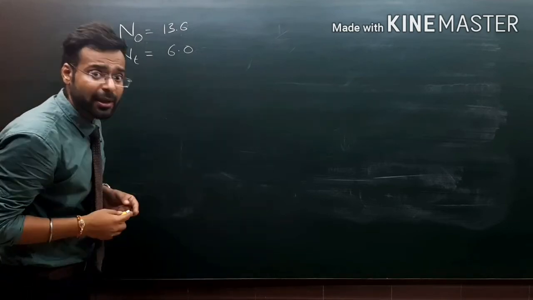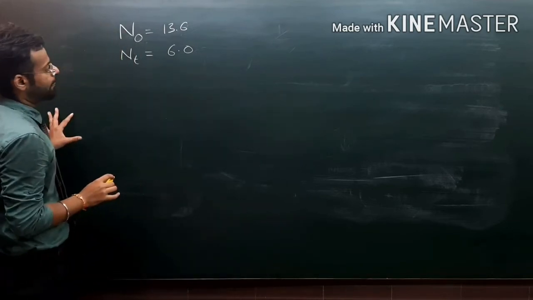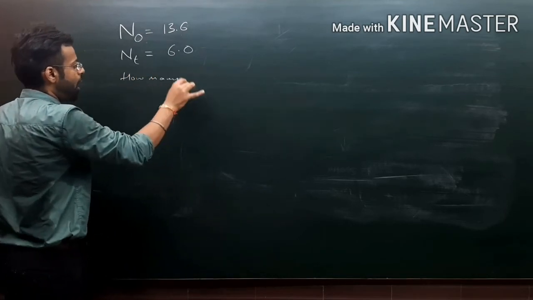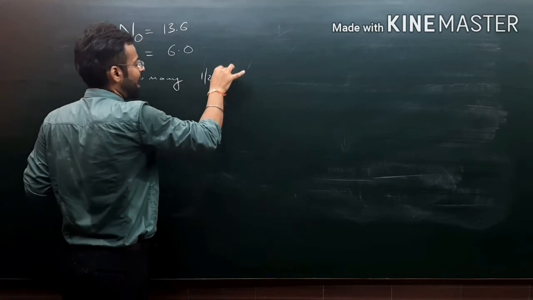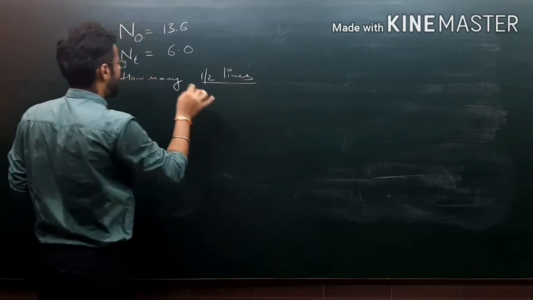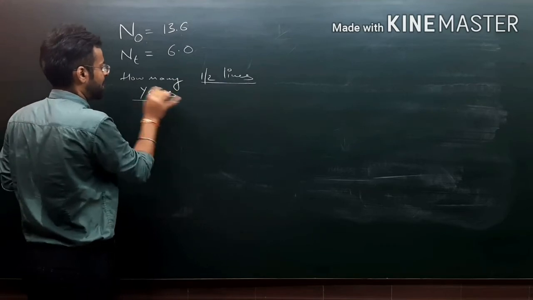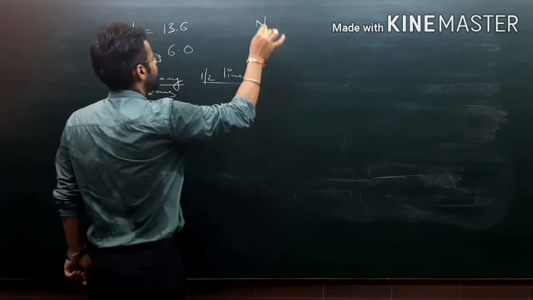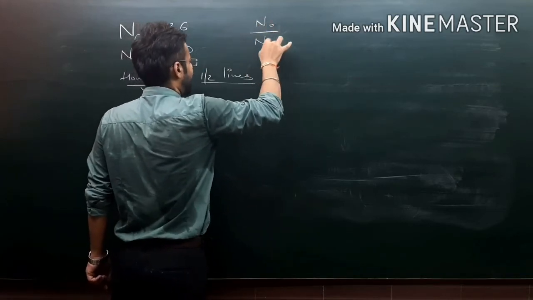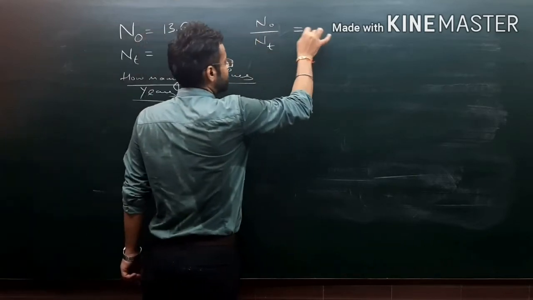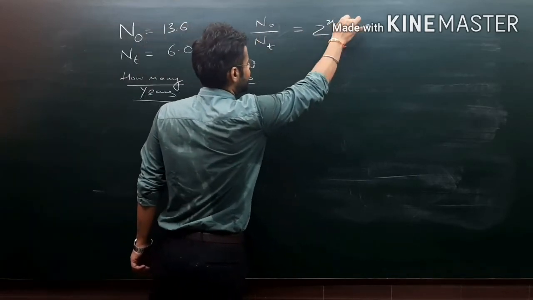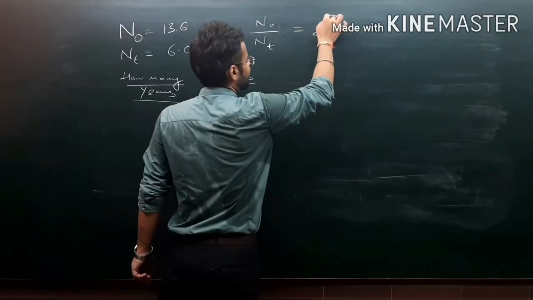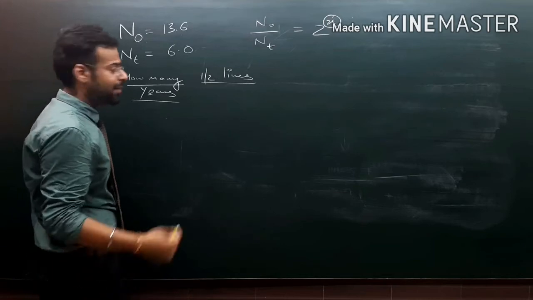He's asking how many years must have passed. To calculate this, we know the formula. The formula is very simple, I already told you this. It is N0 by NT, and we calculate a number by that, and that number is actually 2 to the power x, where x is the number of half-lives, or how many half times. So we need to calculate x, and that is very simple.